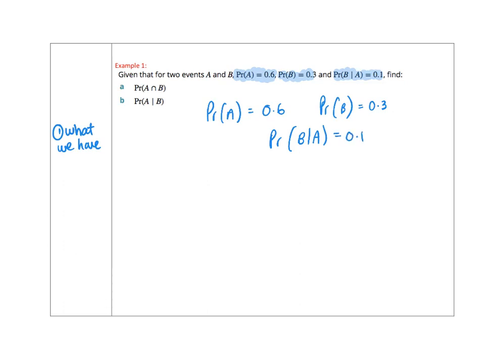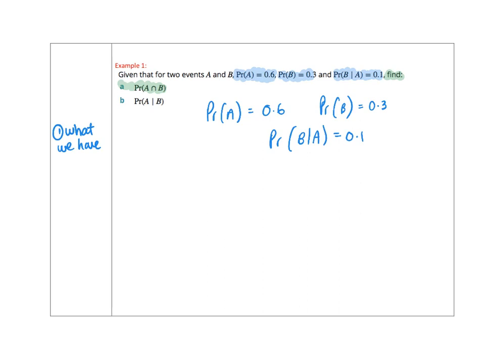Now the question asks us to find the probability of A and B, or A intersection B. Now what we have that might allow us to relate to this is the probability of A given B, but all we have is the probability of B given A. So before we can proceed, we might look to relate the information that we have with what we'd like to have. So we'll start with what we know about the probability of B given A.